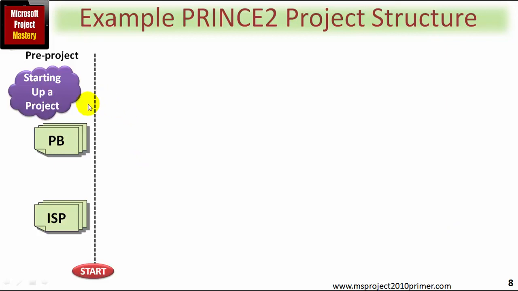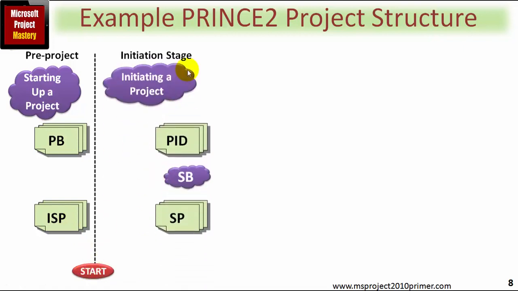Here's a timeline travelling left to right. You'll be familiar with starting up a project, used pre-project, where the project brief is created and the plan for the initiation stage. This triggers the formal start of a Prince2 project, where in the initiation stage we'd use the process initiating a project to produce the project initiation documentation. Also during the initiation stage, we'll create the next stage plan using the managing stage boundary process. This would bring us to the first end stage assessment. All of these aspects are included within each Microsoft Project template.